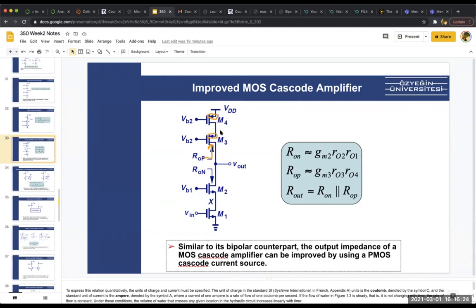PMOS shouldn't really confuse you. What matters is that this node should be connected to a drain, or in a BJT, a collector. We want this node to be high impedance. If it is connected to a source in CMOS or emitter in the BJT, then your impedance will drop. So as you can see, it's drain here, it's drain here, and their parallel will be the impedance we see from here.